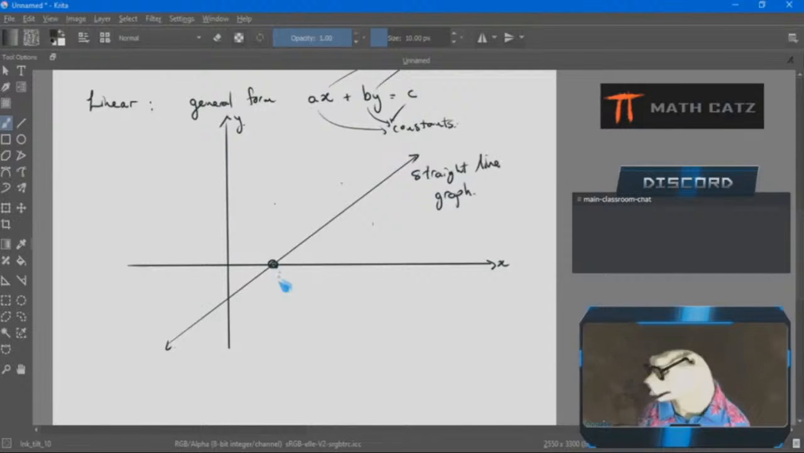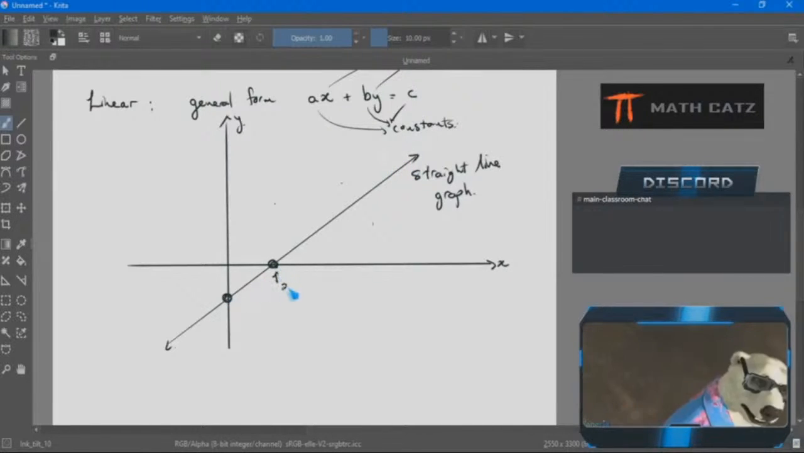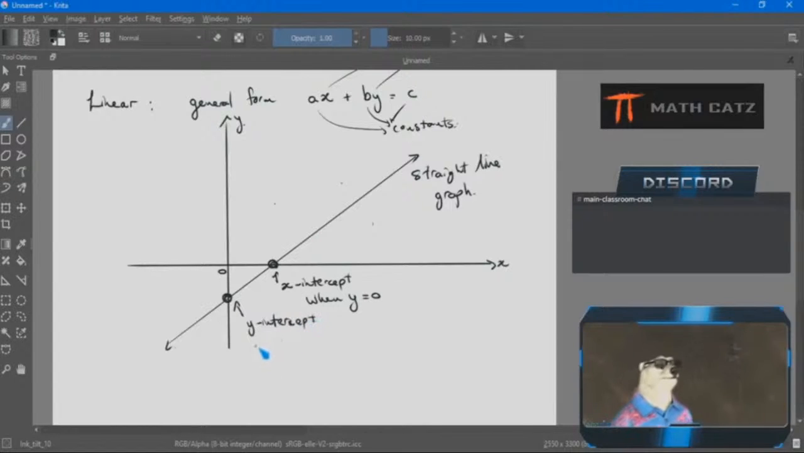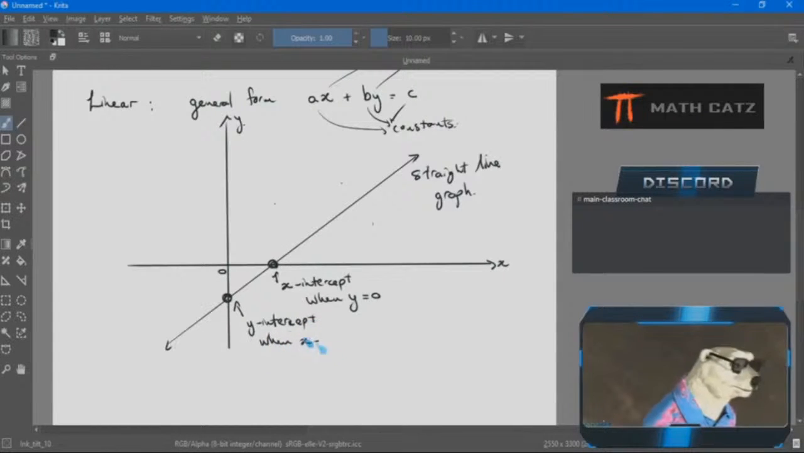We have two important points. The x-intercept, where the straight line graph intersects the x-axis, and that is when the corresponding y-coordinate is 0, and we have our y-intercept, and that is when the x-coordinate of the point is 0. So if we have a specific example, we can find the x and the y-intercepts.